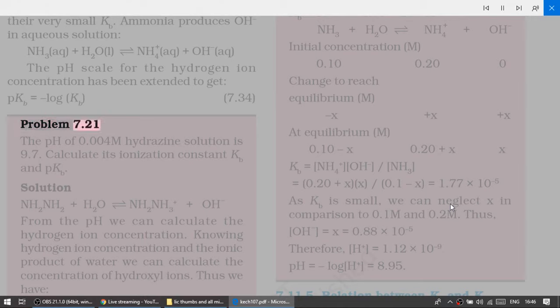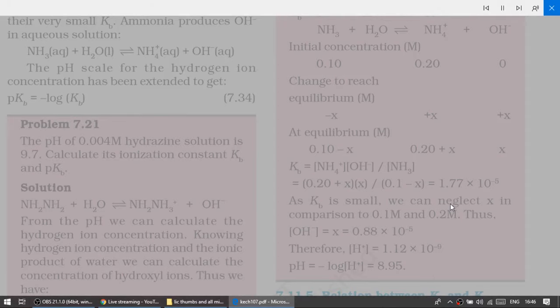Problem 7.21. The pH of 0.004 M hydrazine solution is 9.7. Calculate its ionization constant Kb and pKb. Solution: NH2NH2 + H2O ⇌ NH2NH3⁺ + OH⁻. From the pH we can calculate the hydrogen ion concentration. Knowing hydrogen ion concentration and the ionic product of water, we can calculate the concentration of hydroxyl ions.